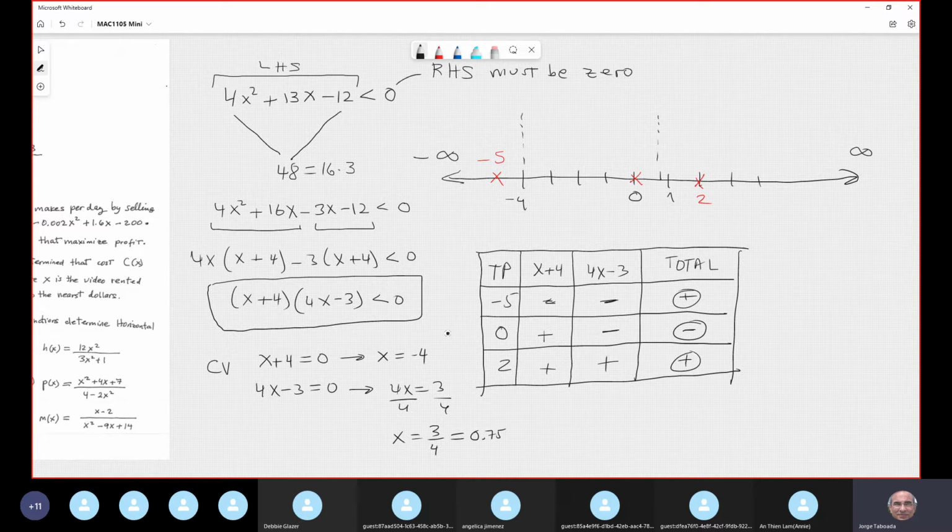I come back to my original inequality. I can see it's less than 0. Look at that, that part is important. And less than 0 means negative. The only true one is this guy. Therefore, the only testing point that passed the test was 0. 0 is the good guy. Negative 5 and 2, no. And you select this interval.